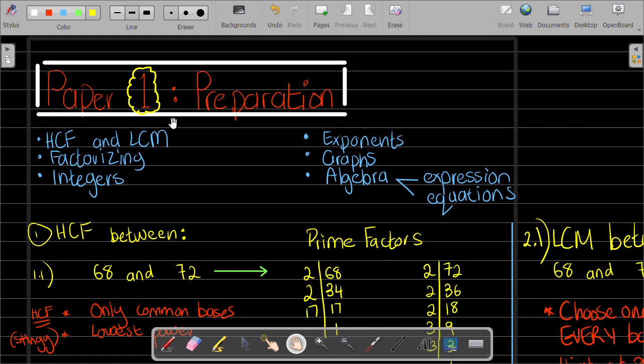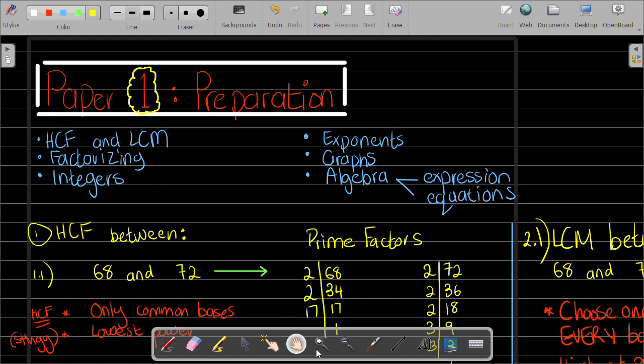Today, guys, I'm going to be doing Paper 1 preparation or revision. The topics I'm going to be touching on are HCF and LCM, factorizing integers, exponents, graphs, and algebra with regards to expressions and equations. Now, I don't know how much I'm going to cover in this video, but I'm going to try and cover at least these three topics. Depending on how long I take, I'll break them up into individual videos. So without any more speaking, let's get straight into it, guys.